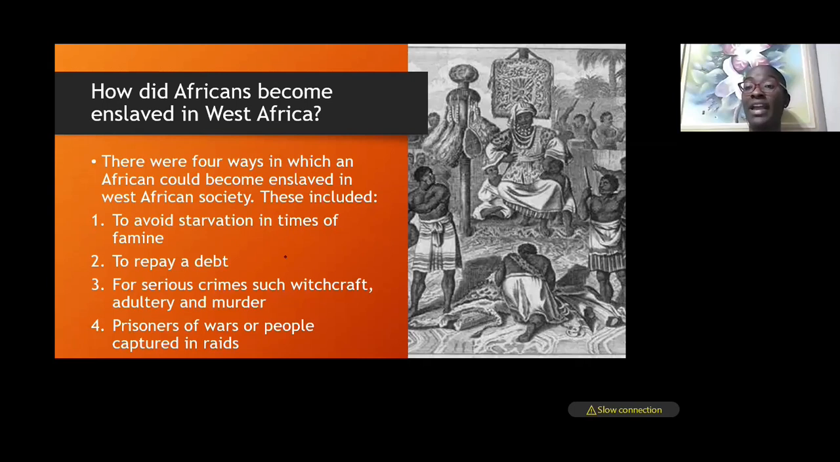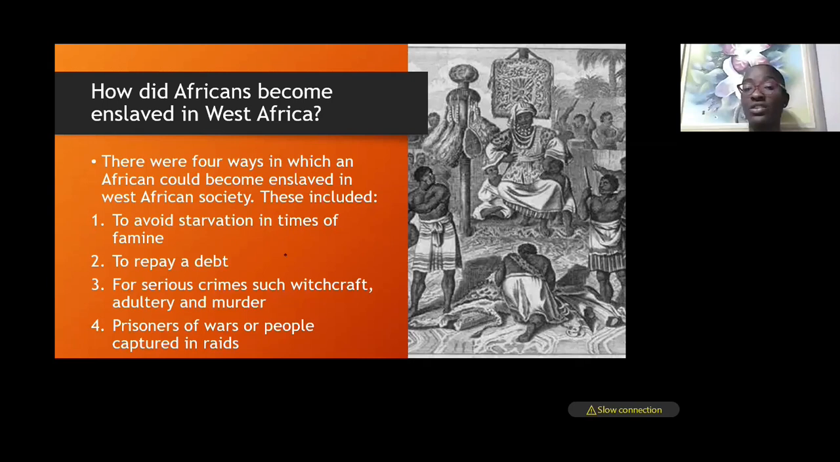Whereas in the New World, if you were a slave, there wasn't any change for you. You would die in that capacity. As in West Africa, you could always move away from that, right? You could always work your way up. In some cases, some slaves ended up becoming rulers.